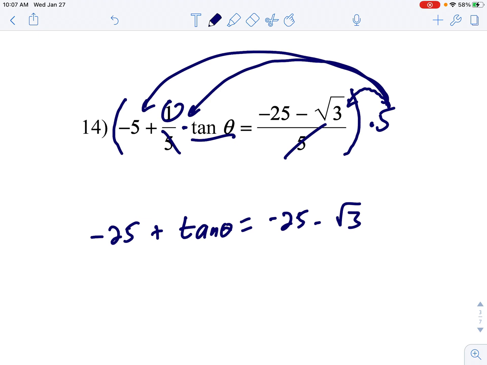So now what? Well, we can get like terms together. So I want to add 25 to both sides.